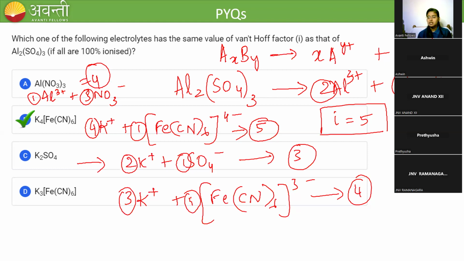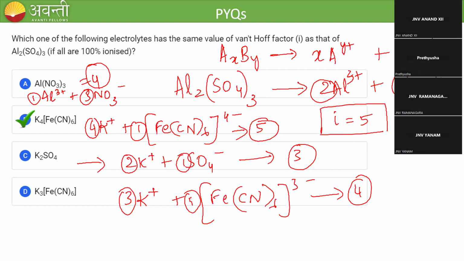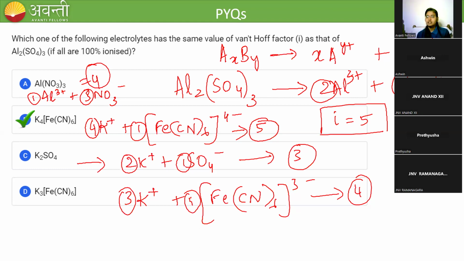Just give me your answer in the chat box. Is everything clear for all of you, students and Ashwin, Anand, Pratyusha? Is everything clear which we have discussed so far? Shall I move on to the next question?